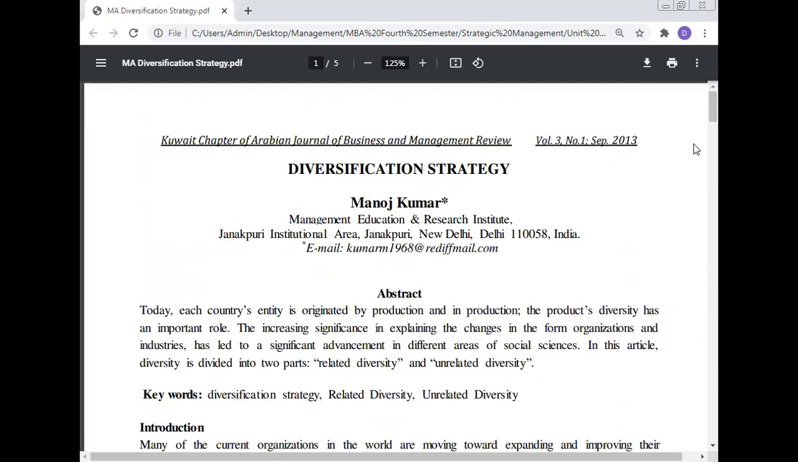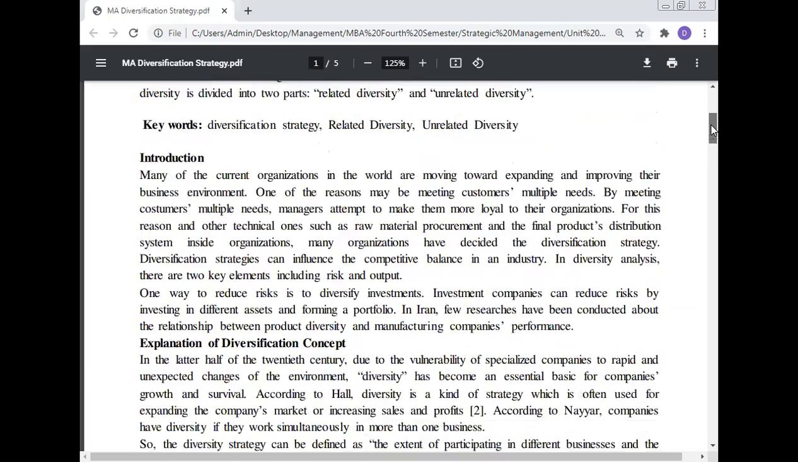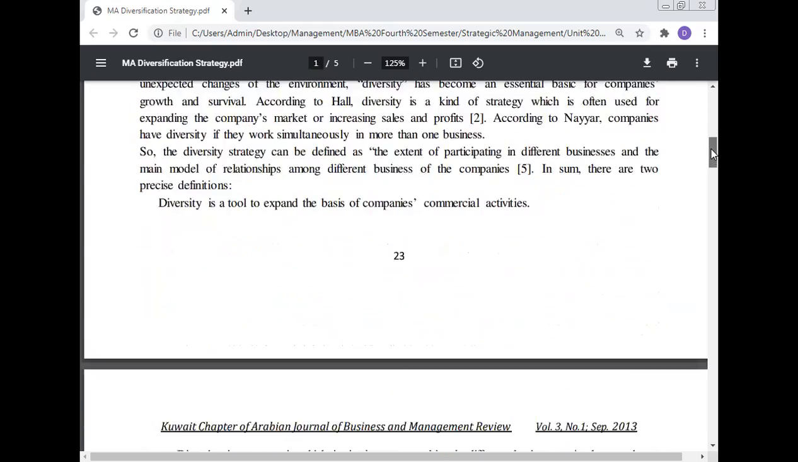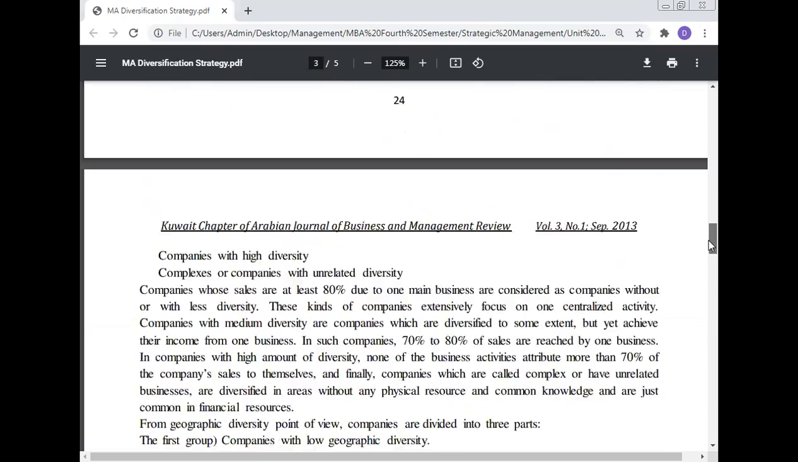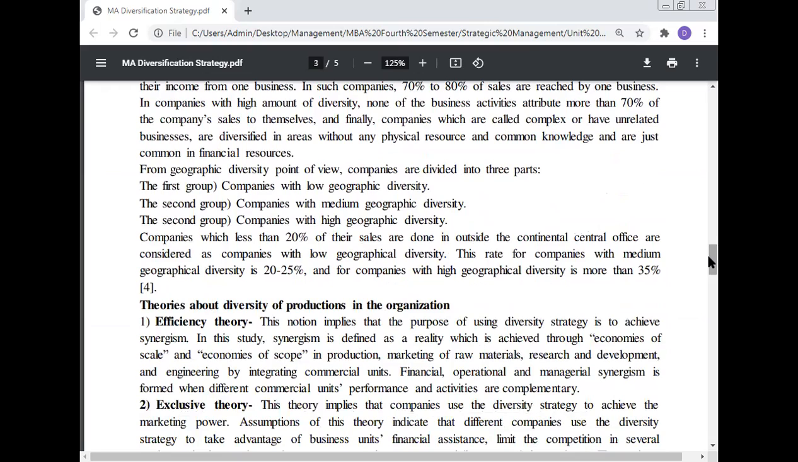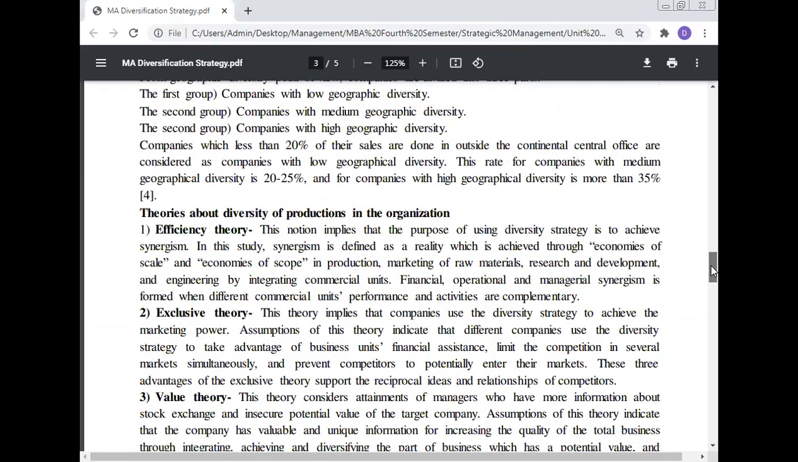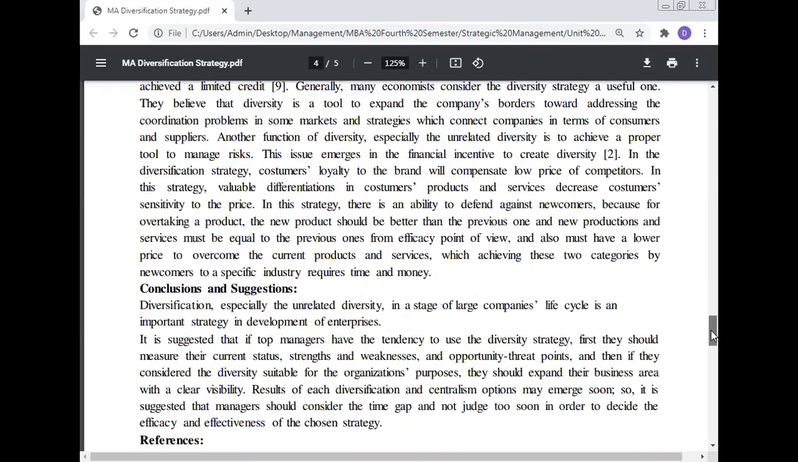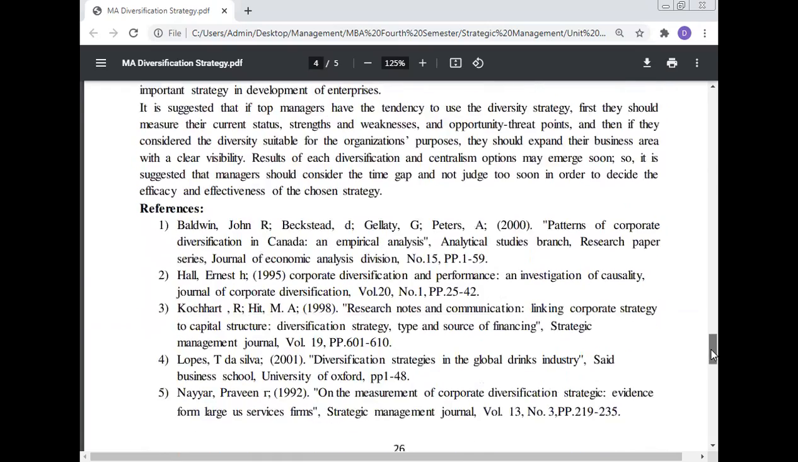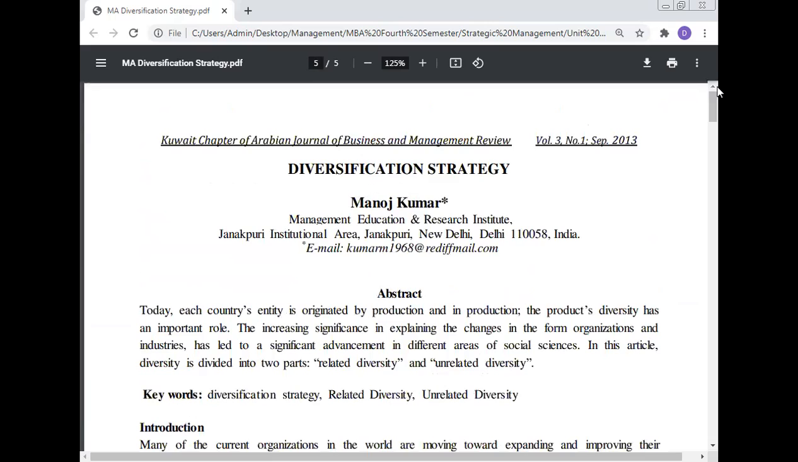Today we have discussed the diversification strategy, explanation of the diversification concept, related diversity, unrelated diversity, and the theories about diversity of production in the organization: efficiency theory, exclusive theory, value theory, empire building theory, process theory, offensive theory, disruption theory. Then lastly, we discussed the conclusion. This is related to the diversification strategy in a company. Diversification strategy in a company is mostly used in the case of product diversity.